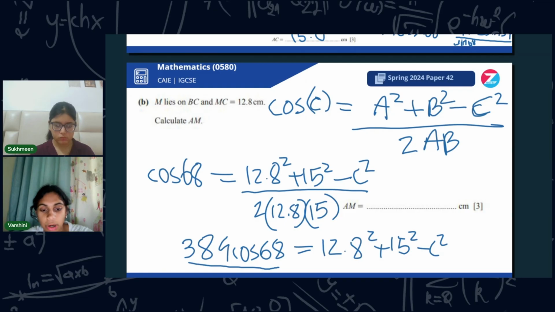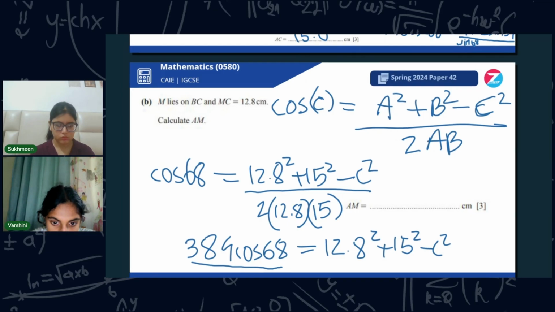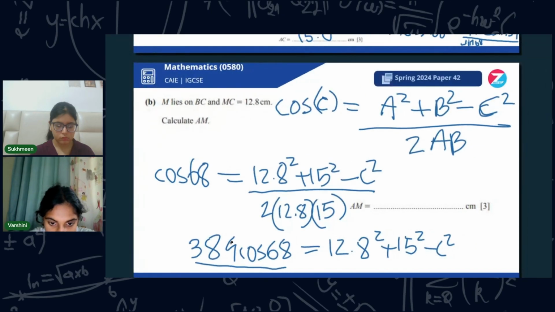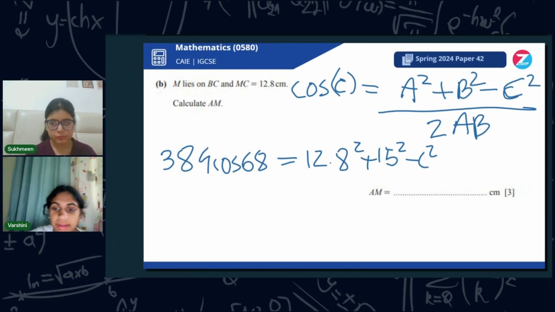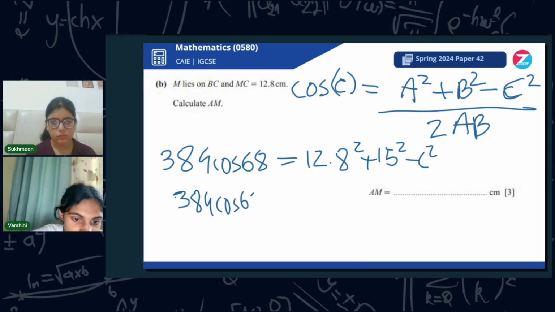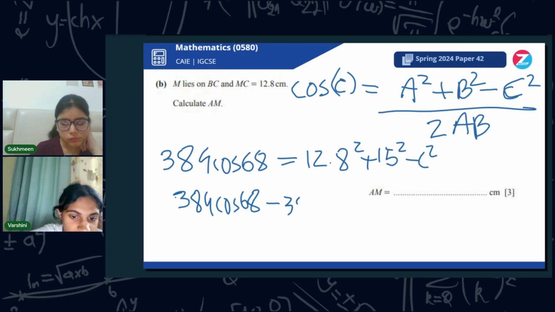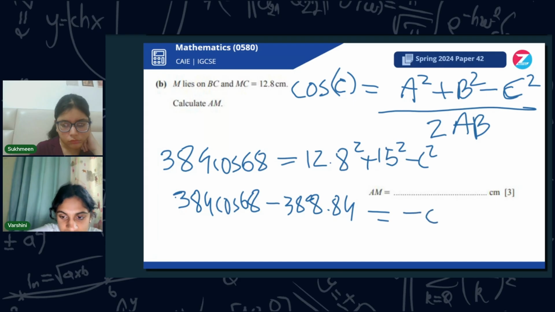So let's find our first, we can rewrite this. Okay, so now remember we need to make c the subject of the formula, so again, we're going to have to move everything to the other side. We can simplify this 12.8 squared plus 15 squared. If you put that in your calculator, it should give you 388.84. So now we can make this 384 cos 68 minus 388.84 gives us negative c squared.